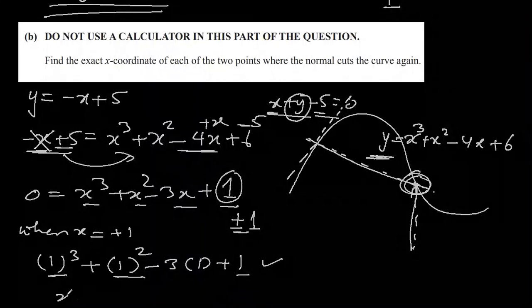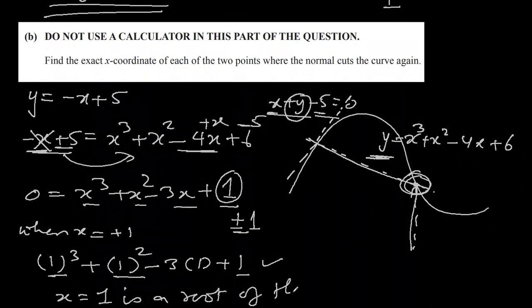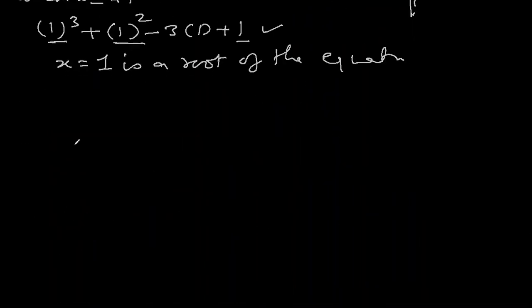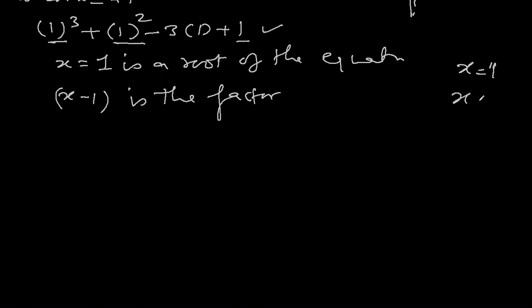x equal to plus 1 is a root of the equation we got, right? That means if x equal to 1 is the root, x minus 1 is the factor. When something is a root, it makes the polynomial equal to 0. So if you write x equal to 1 and put x to the left side, it becomes x minus 1 equal to 0. So that means x minus 1 will make the whole of it equal to 0, and that's what it did. It gave us this equal to 0.